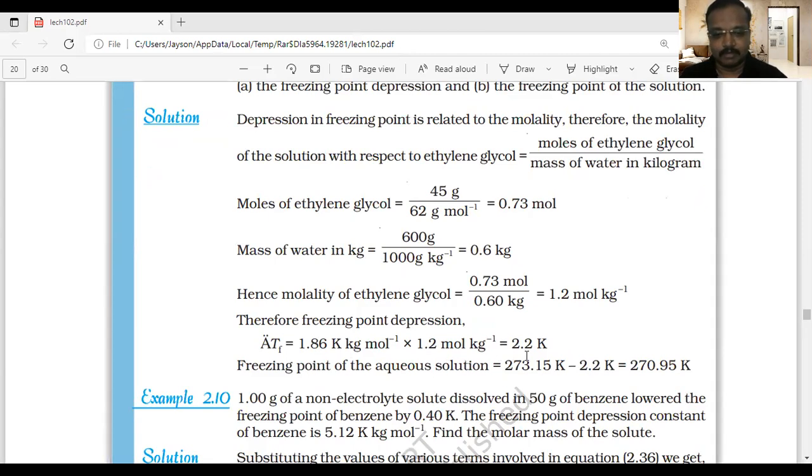You will get delta Tf. How much is the change in the freezing point temperature? That is 2.2 K only, the difference in the freezing point. So you have to find the freezing point of the aqueous solution. How can you find that? You have to subtract from the freezing point of water, which is 273.15. When you subtract that change, you will get 270.95 Kelvin.